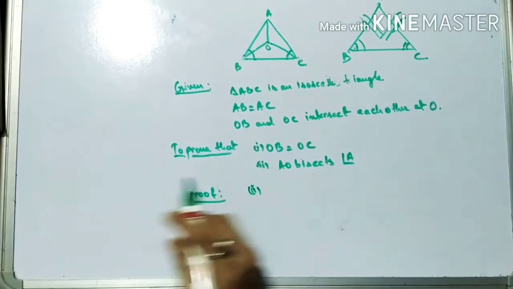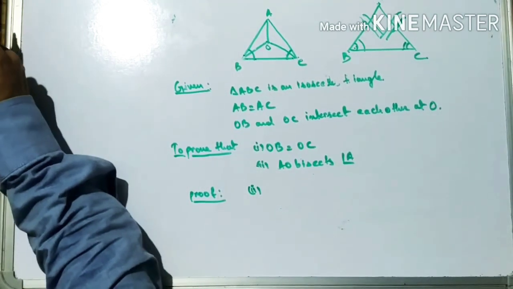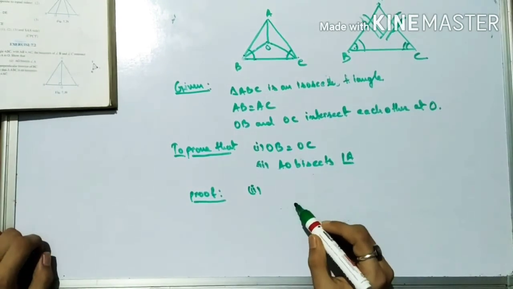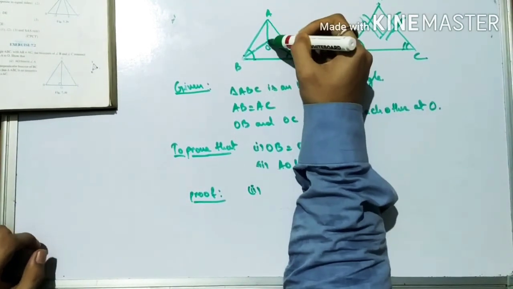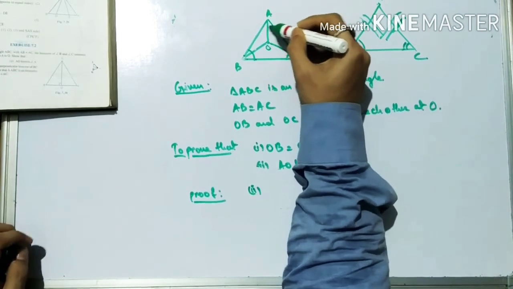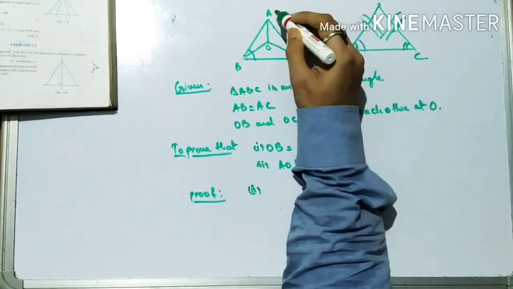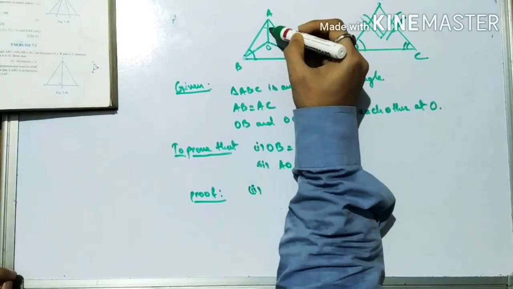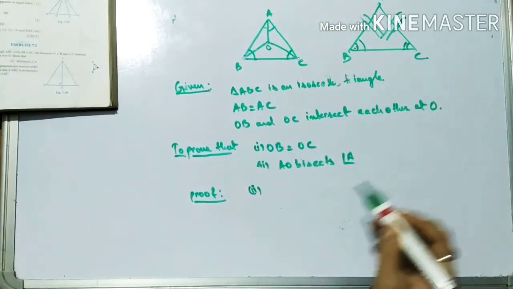Second one proof. So in here you see again, second one I have to prove that OA bisects angle A. Understand? That means OA bisects angle A, so I have to show that this angle is equal to this angle.